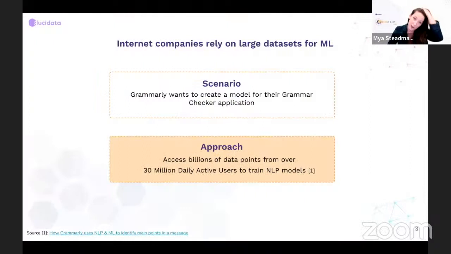So let's talk a little bit more about the context. A basic example of machine learning is the NLP model used by Grammarly for their grammar checking application. Like all internet companies, Grammarly has access to billions of data points to train their models, many of which are provided by me for Grammarly. This large sample size makes it fairly easy for them to train their models without much concern for the quality of each individual data point.